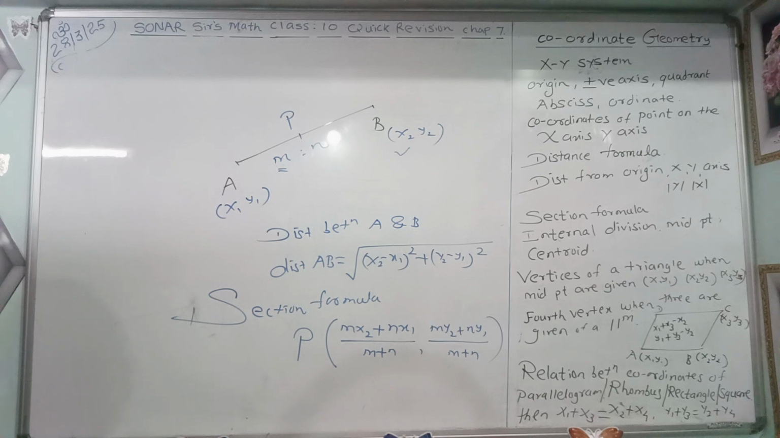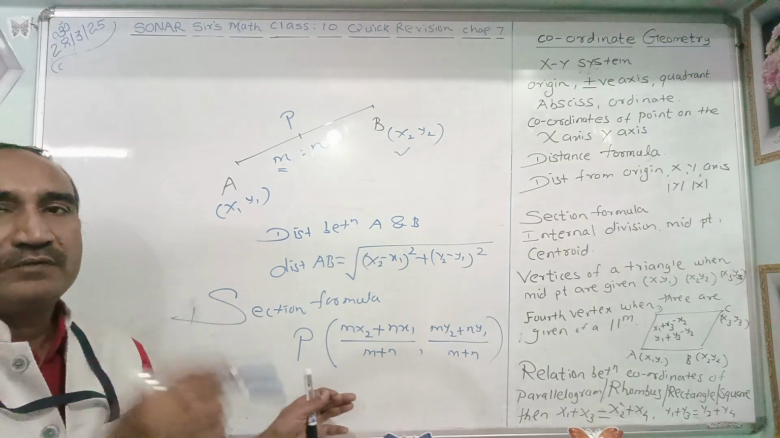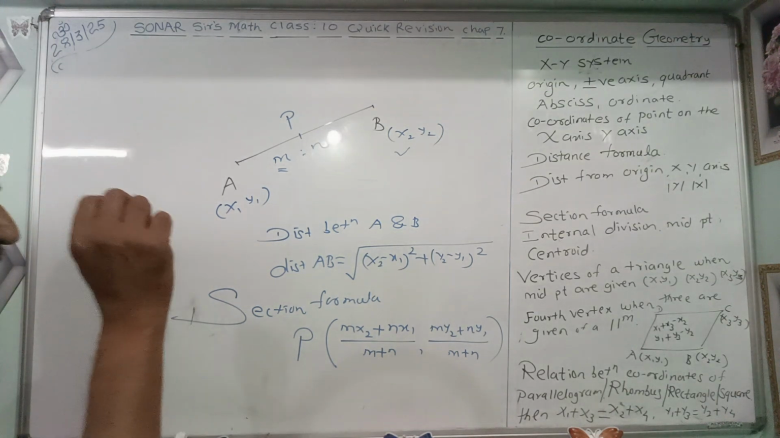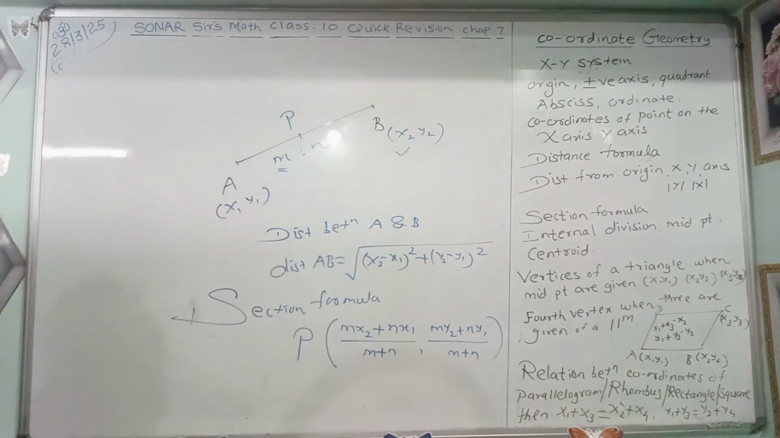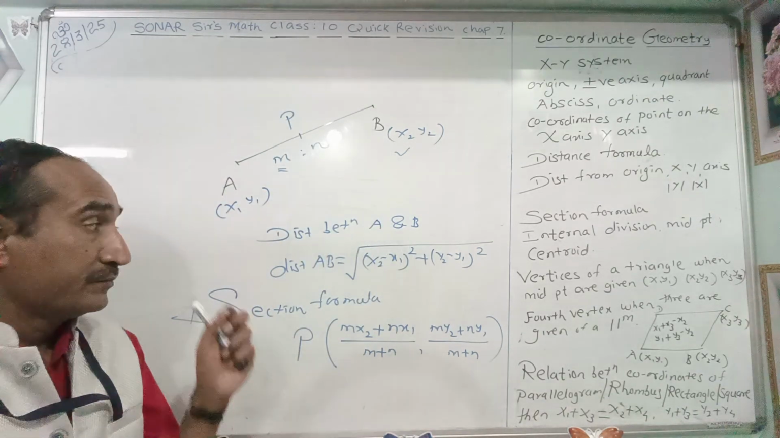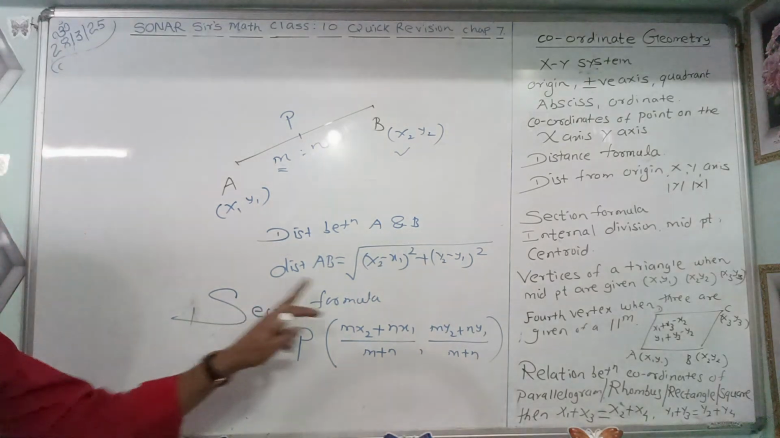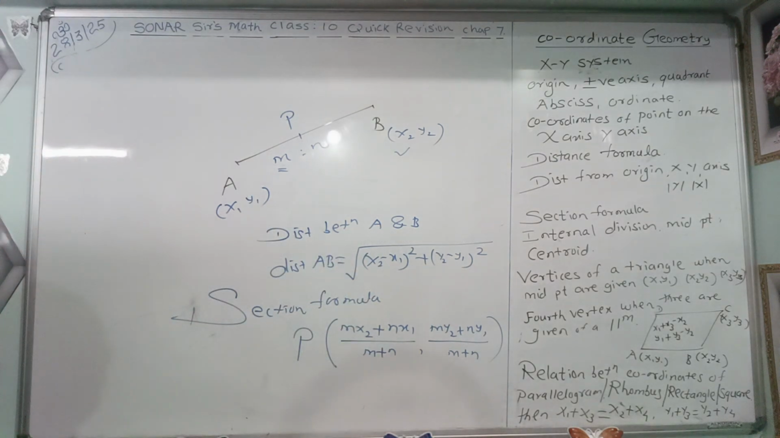So we have to learn this formula a number of times. We must practice writing it. We must put in the values. We must assume the coordinates x1, y1, x2, y2 to avoid some mistakes. Now, after the section formula for internal division, let's go for the midpoint.